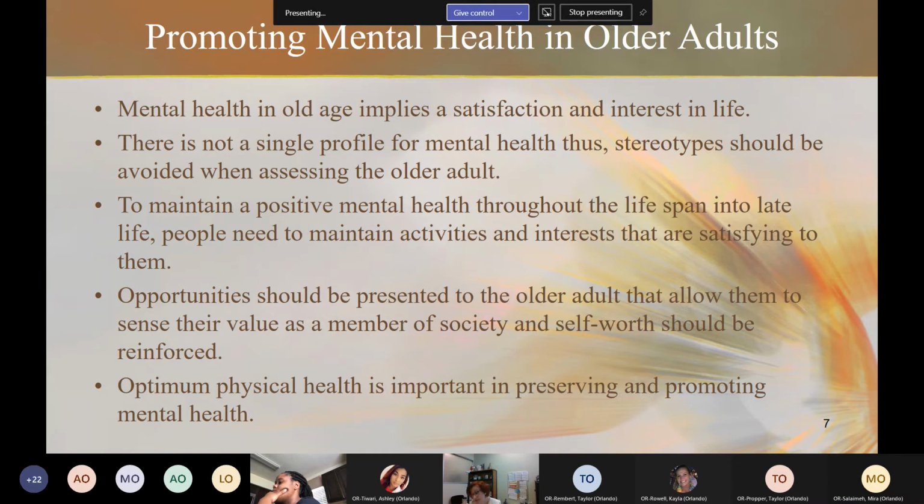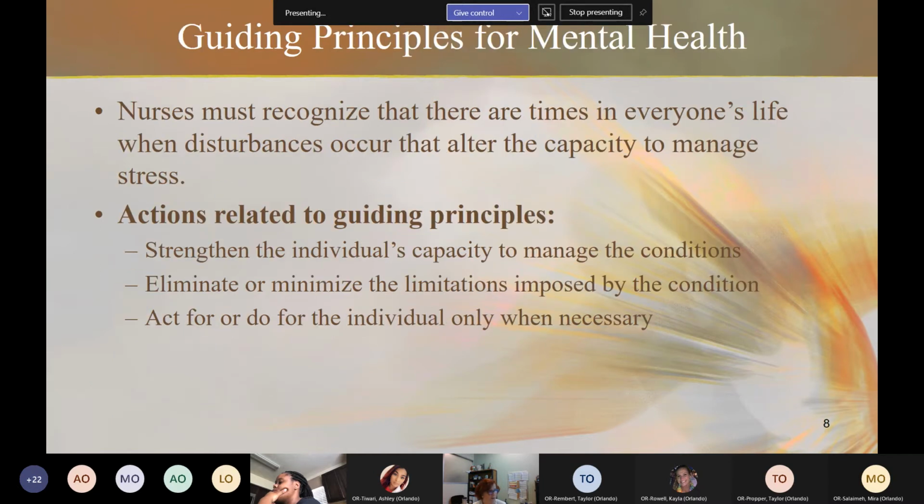And of course, physical health is obviously something that we have to take into consideration as well, and want to make sure that our older adults are getting the care that they need, and routinely meeting with their healthcare provider and looking at the medications, making sure that they're not having any issues with those.